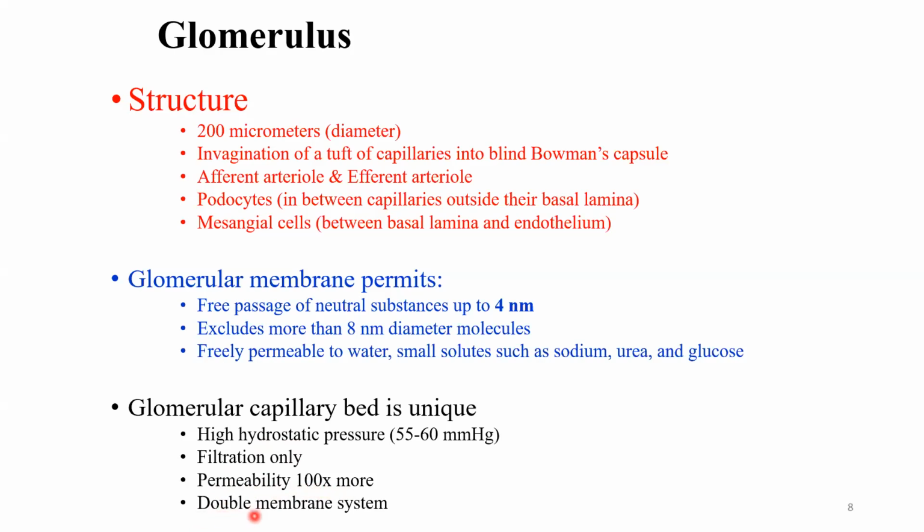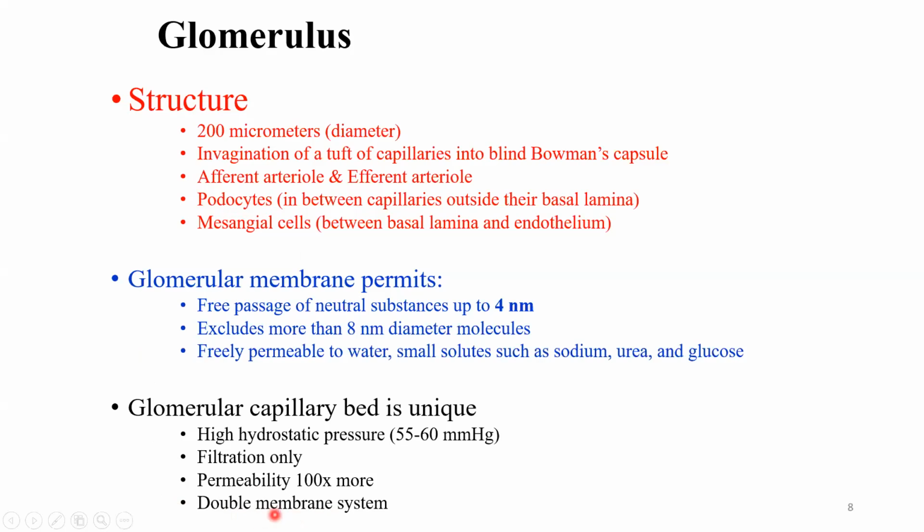And then the last point is that it has a double membrane system for ultrafiltration. Remember this word, ultrafiltration. It has the capability of ultrafiltration because it provides a double membrane system, while the ordinary capillary networks have a single membrane. If you remember, it's just the endothelium of the capillaries, which is the membrane of the capillary system. Here, you have the endothelium, and you have that podocyte cell, which forms the second membrane outside the endothelium.